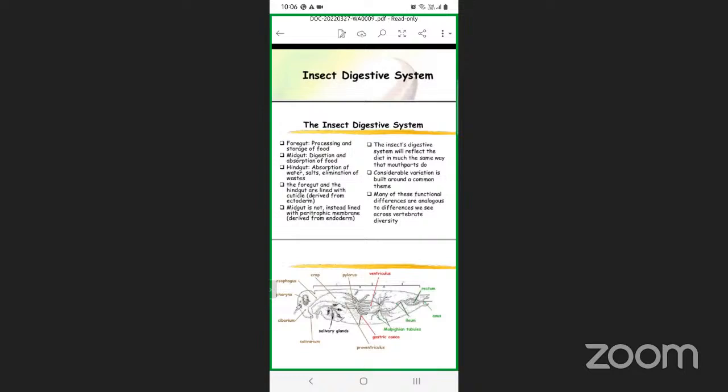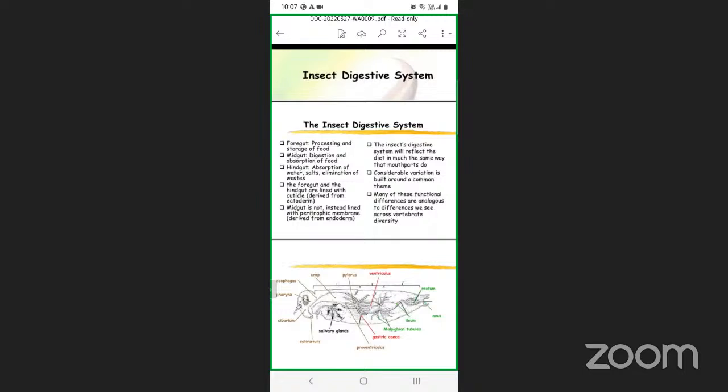When we discuss the foregut, the processing and storage of the food take place in this foregut. In the midgut, the digestion and absorption of the food take place. And in the hindgut, we will see absorption of water and salts, and elimination of the waste.